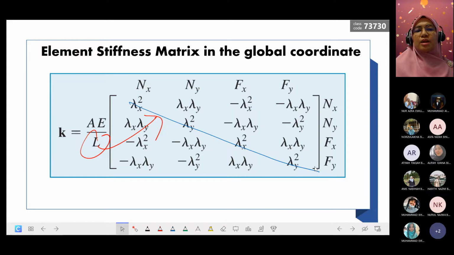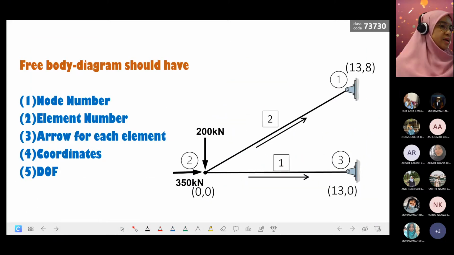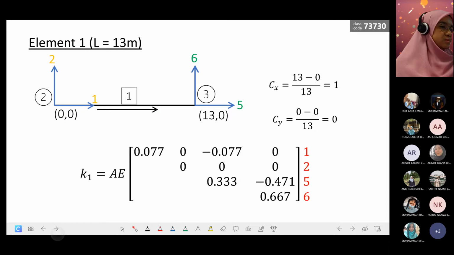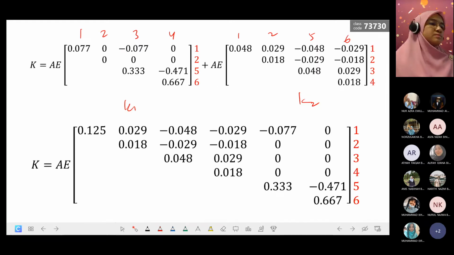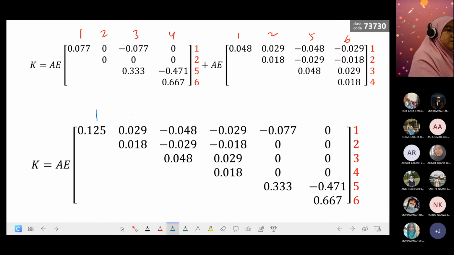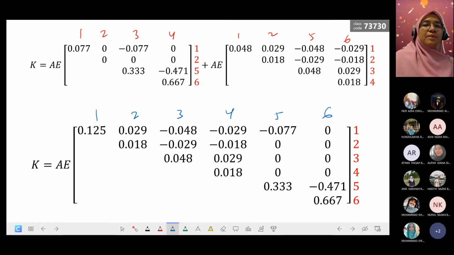This one is important. If you understand this, insyaAllah the rest will be okay. So we look at example 2.2, the structure stiffness matrix. Any questions? This is where we must be careful when calculating, because the structure stiffness matrix below must be written in order, 1, 2, 3, 4, 5, 6.